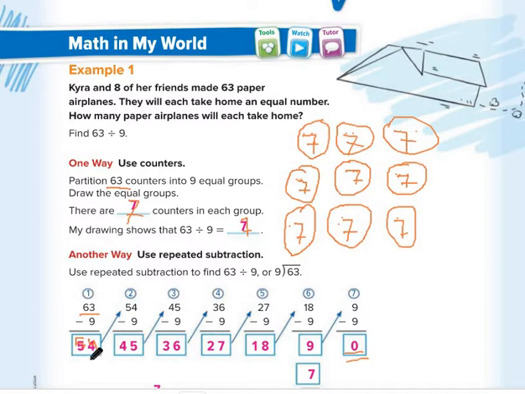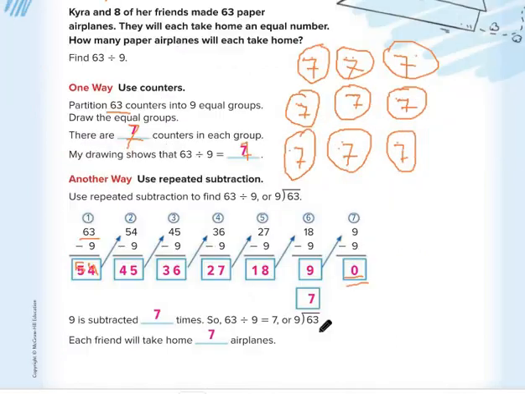Now, let's count how many times we subtracted 9. 1, 2, 3, 4, 5, 6, 7. So 63 divided by 9 equals 7. So each friend will take home 7 airplanes.